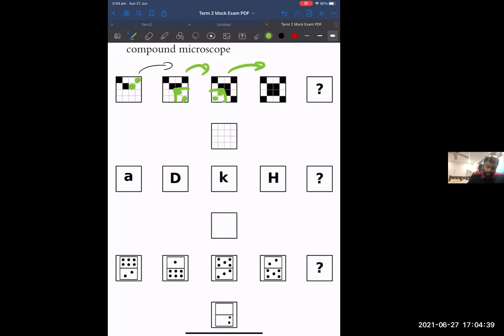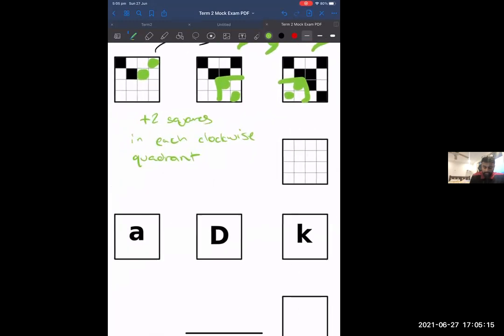So if you were to verbalize or explain what's going on in each image, basically you're adding two squares in a quadrant. Oops, my pen's way too big. Let me just rub that out. So basically you're adding two squares in each clockwise quadrant.